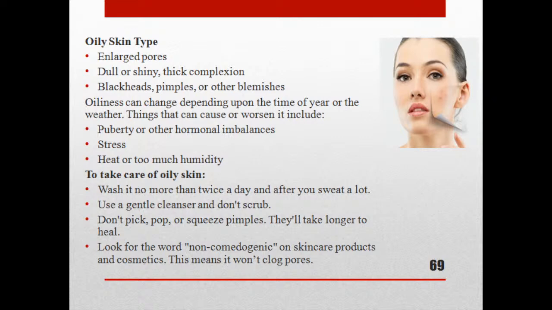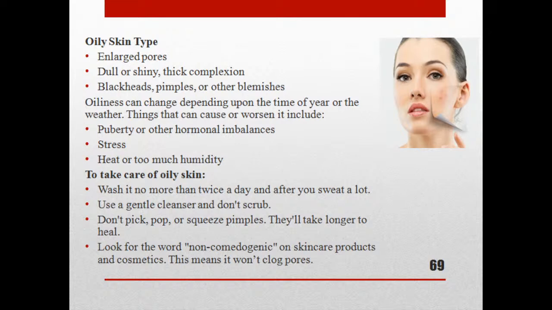Oiliness can change depending upon the time of year or the weather. Things that can cause or worsen it include puberty or other hormonal imbalance, stress, heat, or too much humidity.